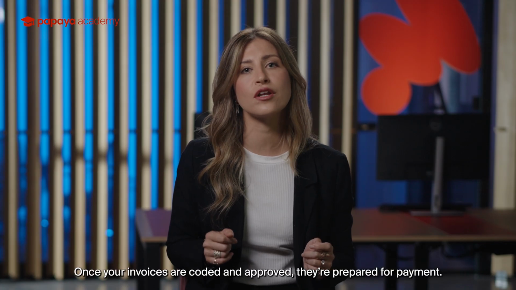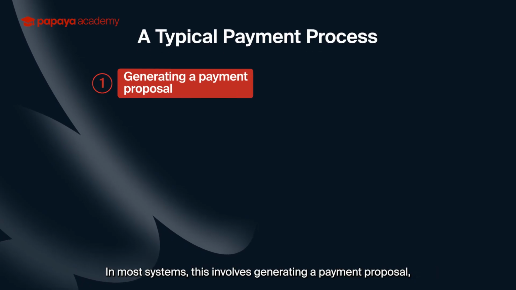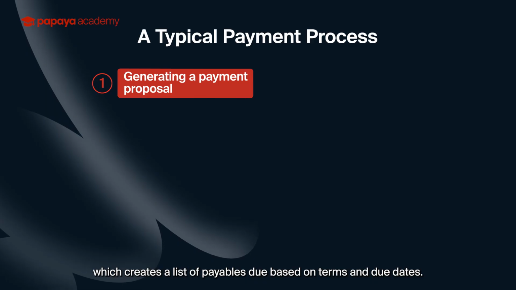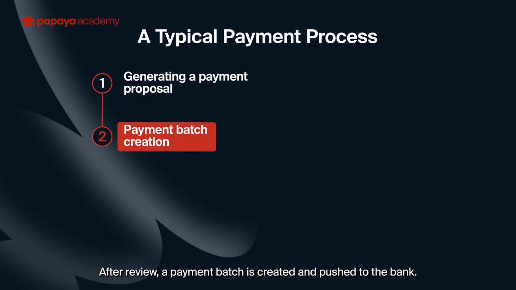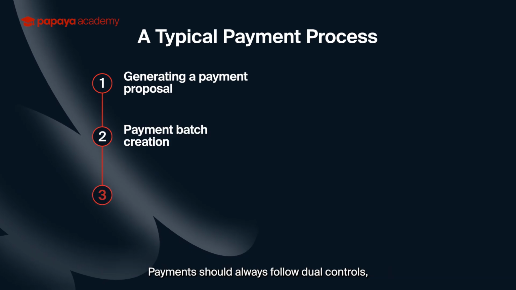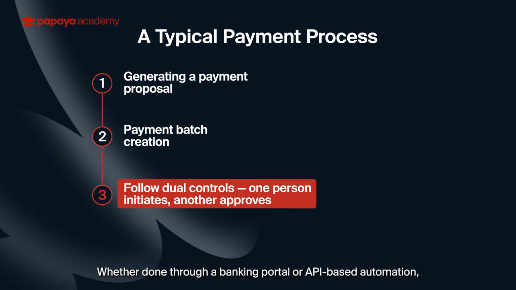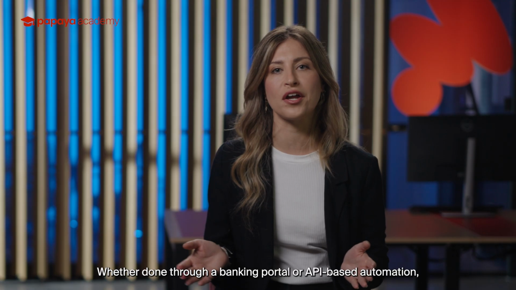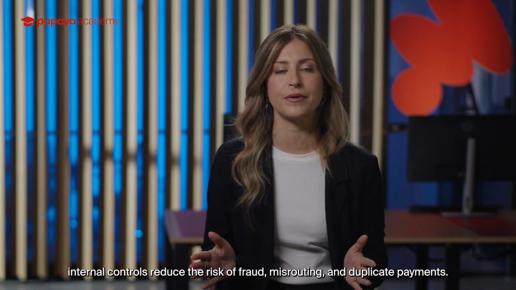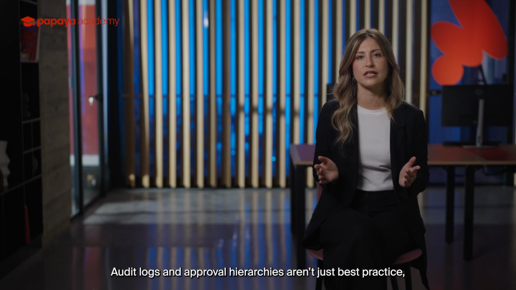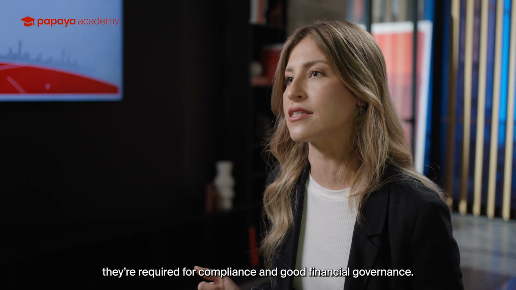Once your invoices are coded and approved, they're prepared for payment. In most systems, this involves generating a payment proposal, which creates a list of payables due based on terms and due dates. After review, a payment batch is created and pushed to the bank. Payment should always follow dual controls. One person initiates, another approves. Whether done through a banking portal or API-based automation, internal controls reduce the risk of fraud, misrouting, and duplicate payments. Audit logs and approval hierarchies aren't just best practice. They're required for compliance and good financial governance.